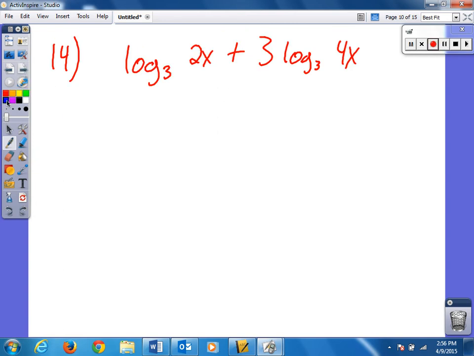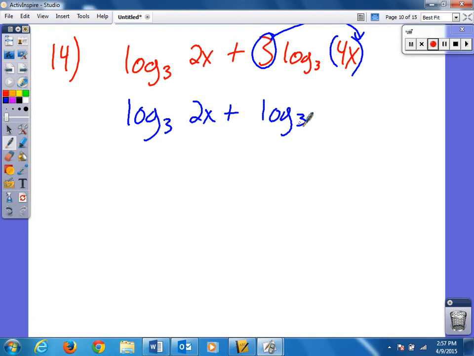For number 14, we're going to be just going the opposite direction as what we did for 12 and 13. So we're going to be combining this all together. The first thing that you have to do is take this 3 and bring it up as an exponent here. Now you have to be very careful because you have to raise the entire thing here to the 3rd power. A lot of you guys only raised x to the 3rd power. You have to raise the entire thing to the 3rd power. So this is the log base 3 of 2x plus the log base 3 of 4 to the 3rd power is 64, and then x cubed.